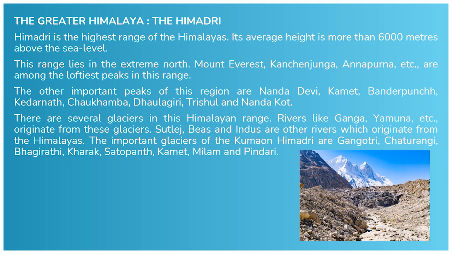The other important peaks of this region are Nanda Devi, Kamet, Banderpunj, Kedarnath, Chaukhamba, Dhaulagiri, Trishul and Nanda Kot. There are several glaciers in this Himalayan range. Rivers like Ganga, Yamuna, etc. originate from these glaciers. Sutlej, Beas and Indus are other rivers which originate from the Himalayas. The important glaciers of the Kumaon Himadri are Gangotri, Chaturangi, Bhagirathi, Kharak, Satopant, Kamet, Milam and Pindari.